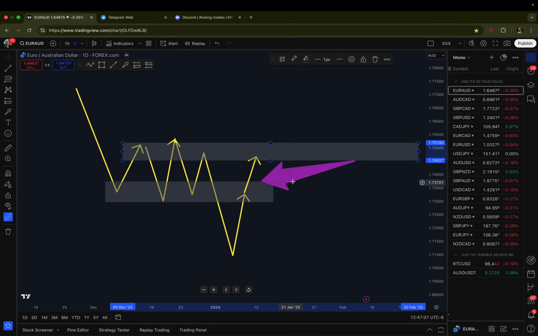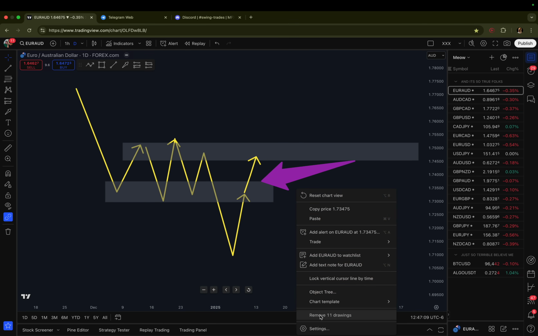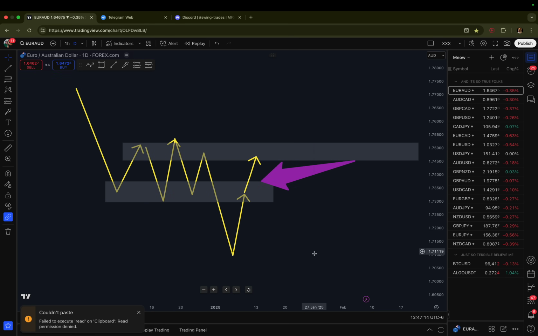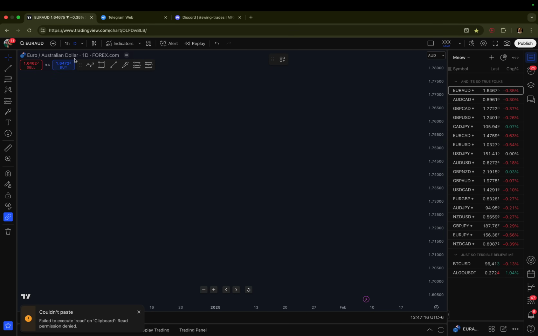So now where would stop losses go, right? So what we're going to do, I'm going to delete all this. We're going to go back. Okay, so let's do a resistance zone instead this time, right?